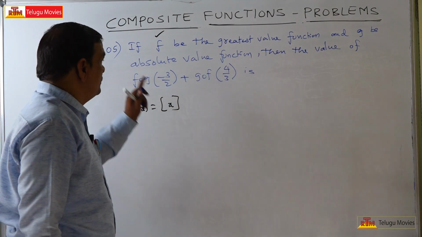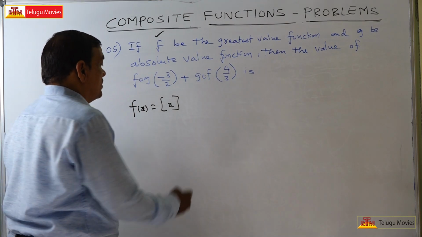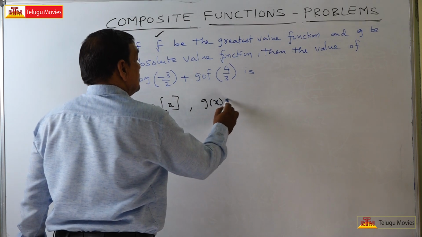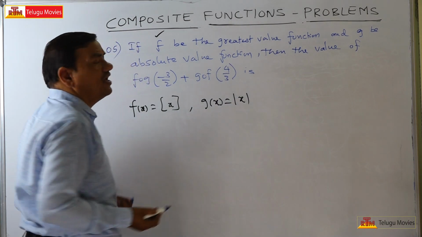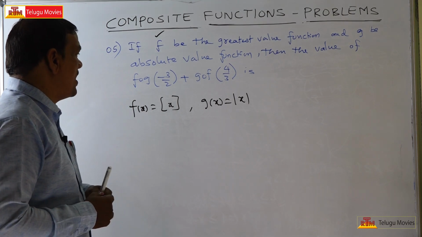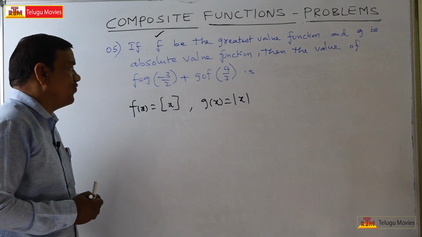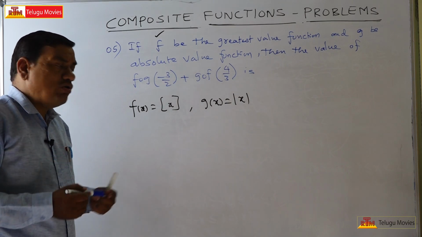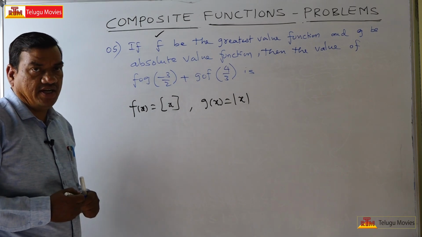Now, g is the absolute value function, that is, g of x is given as mod x. That's all, it is given indirectly. Then we are asked to find f circle g of minus 3 by 2 plus g circle f of 4 by 3. Very easy. We can do it without using pen and paper.